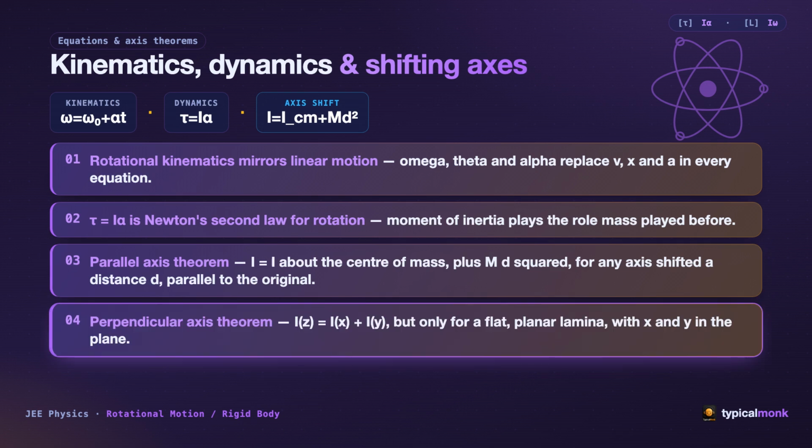And fourth, the perpendicular axis theorem, I about the z-axis equals I about x plus I about y, but only for a flat, planar body, with x and y in the plane, and z perpendicular to the same point. John kept using the perpendicular axis theorem on a solid sphere, and it simply does not apply there. It is only for flat laminas.